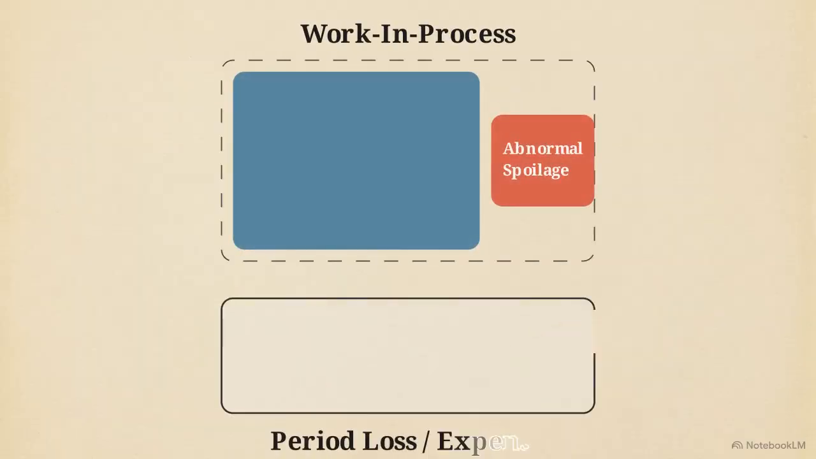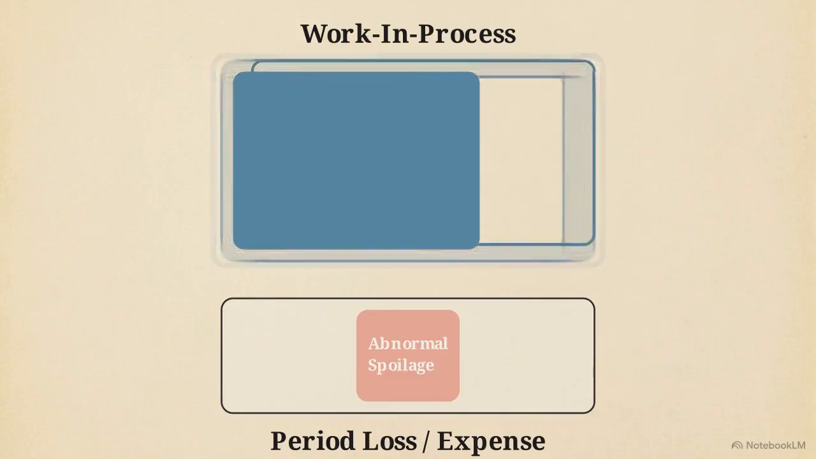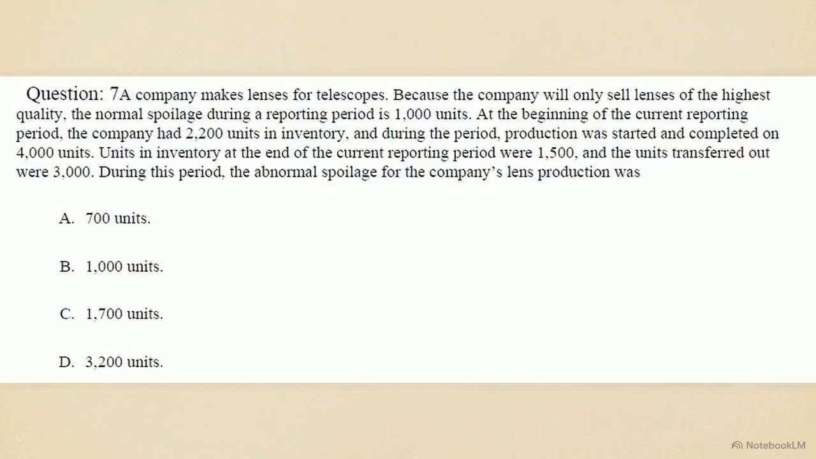The accounting boundary here is rigid. Abnormal spoilage costs are immediately expensed as a period loss. They are permanently removed from work in process. This scenario shows how to separate normal from abnormal spoilage in practice for a telescope lens manufacturer.